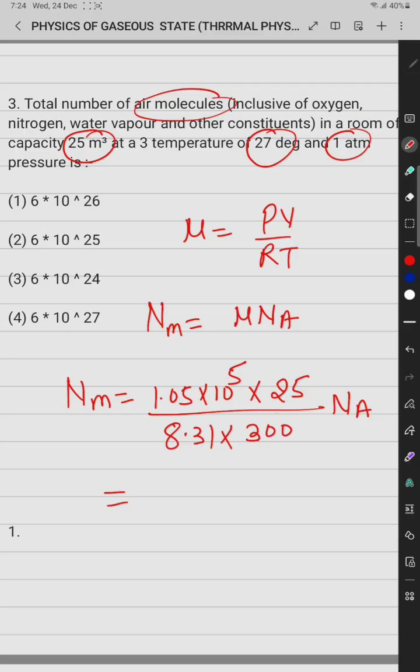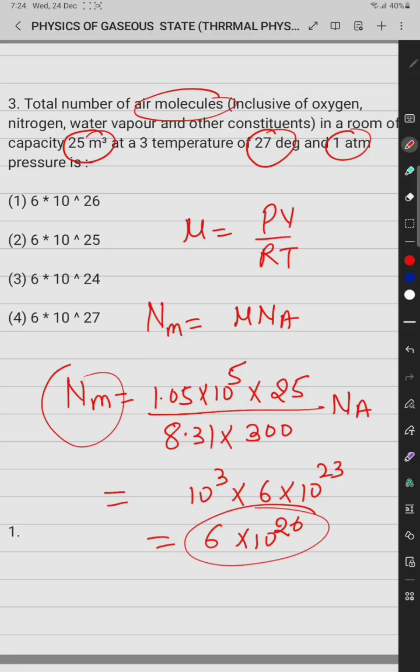So it is almost 25 and 25 cancel. So it is 10 raised to power only 3, and that is multiplied by 6 into 10 raised to power 23. So it is 6 into 10 raised to power 26 are the number of molecules of oxygen, nitrogen, water, जो भी है, उसका 10 raised to power 26. So the first option is correct.